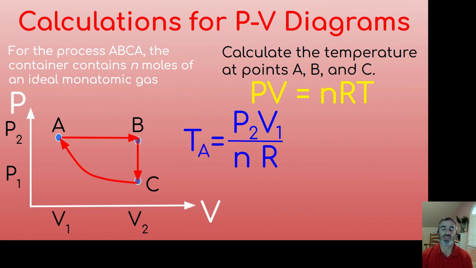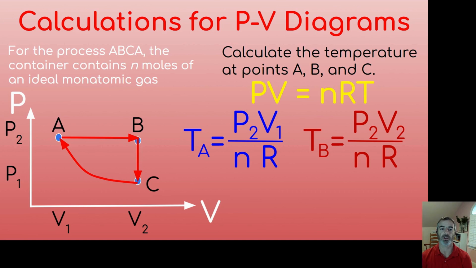And then for position B, we use that same equation, and TB is going to equal P2 V2 divided by nR. So that's going to be the temperature at position B. Position B is a higher temperature because it's further to the right along that isobaric process. Further to the right means a higher temperature because volume and temperature are a direct relationship.